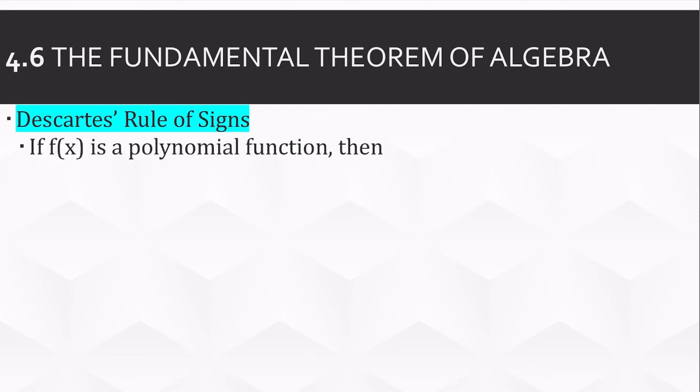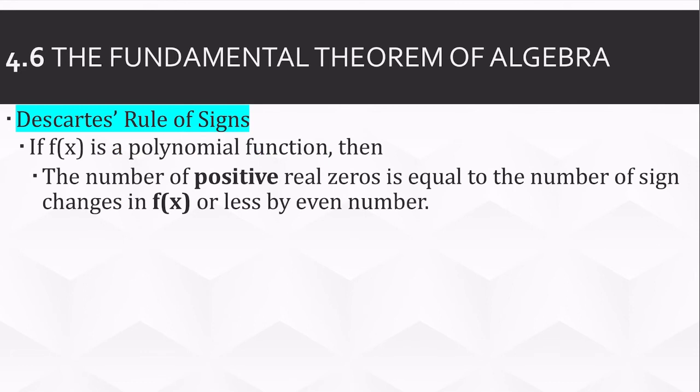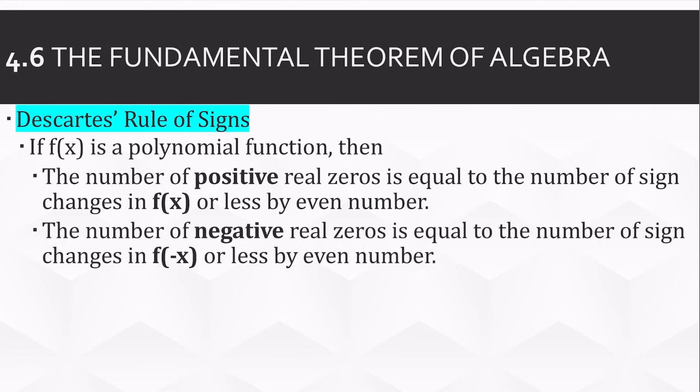If f of x is a polynomial function, then the number of positive real zeros is equal to the number of sign changes in f of x, or less by an even number. Like, huh? Yeah, you'll see how this works. But we also need the number of negative real zeros. Hey, notice only the things in bold changed. Everything else stays the same. So if we have just f of x, that'll give us the number of positive real zeros. If we have f of negative x, that'll give us the number of negative real zeros.